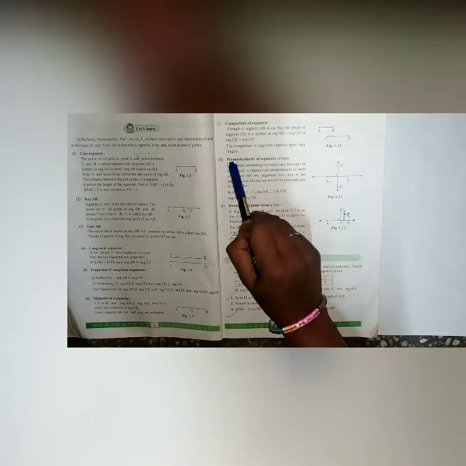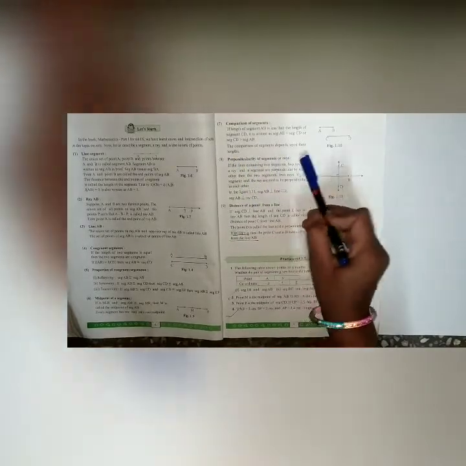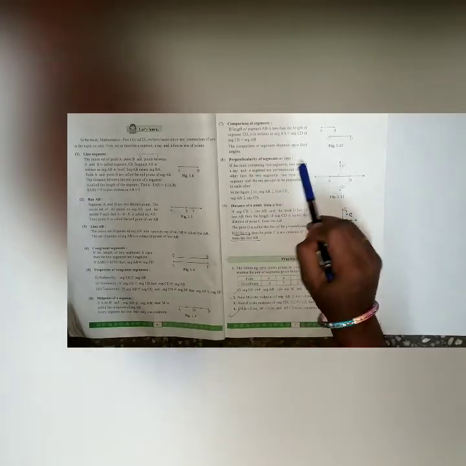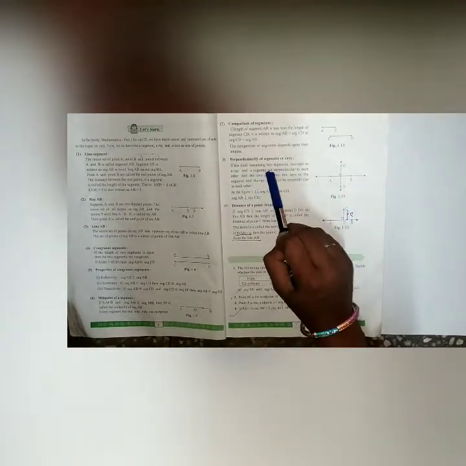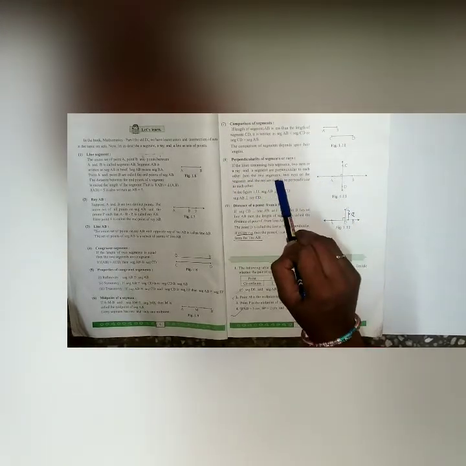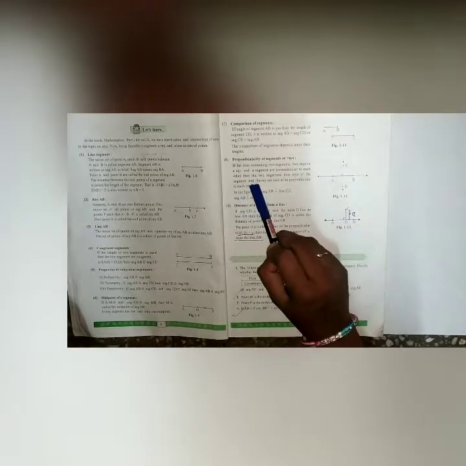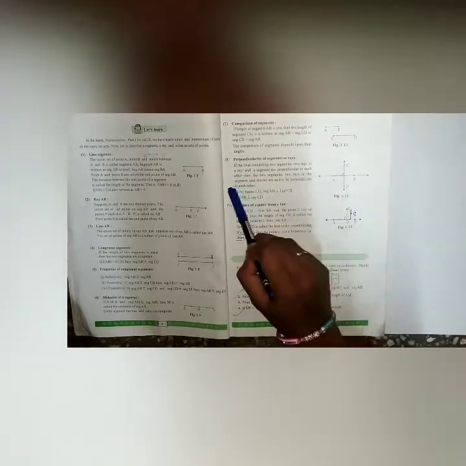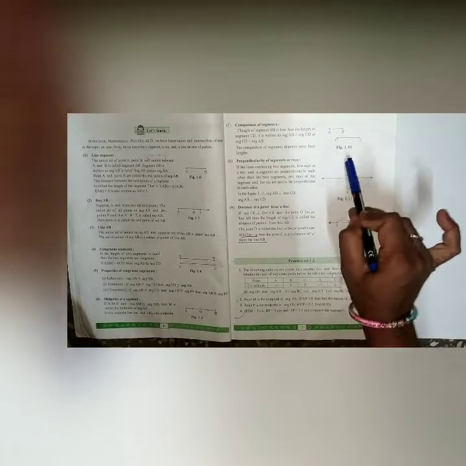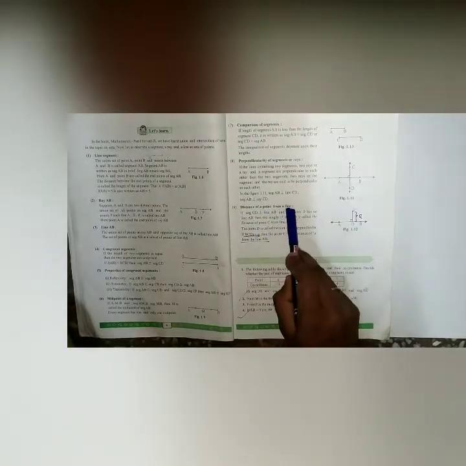Now, next is perpendicularity of segments or rays. If the lines containing two segments, two rays or a ray and a segment are perpendicular to each other, then the two segments, two rays or the segment and the ray are said to be perpendicular to each other. Here segment AB is perpendicular to line CD and segment AB is perpendicular to ray CD. Okay.